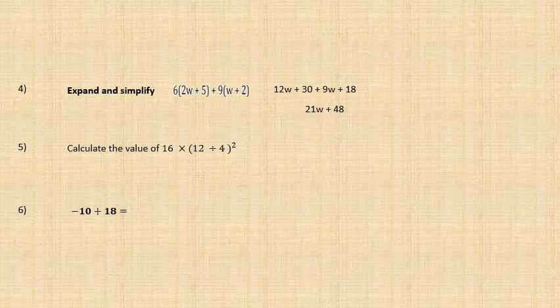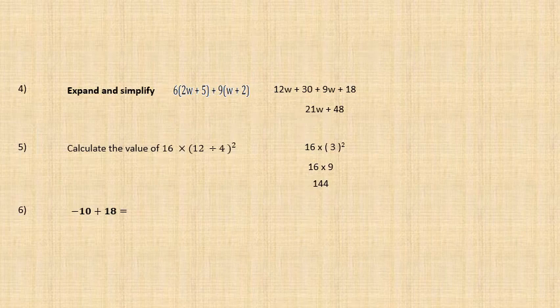Question 5 here, calculate the value of 16 times, 12 divided by 4, all to the power 2. So here I'm following the order of operations, which is BIDMAS. If you look here, you have to finish whatever is in the brackets first. So 12 divided by 4 equals 3. So I have 16 times 3 to the power 2. Of course, power first before multiplication, so 3 to the power 2 equals 9, so it's going to be 16 times 9, which equals 144.